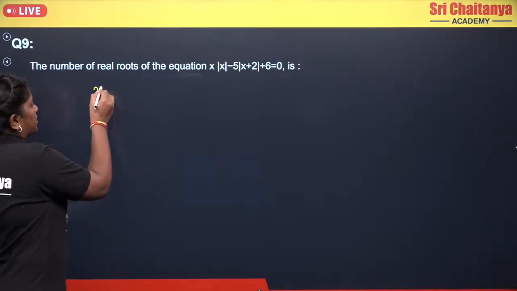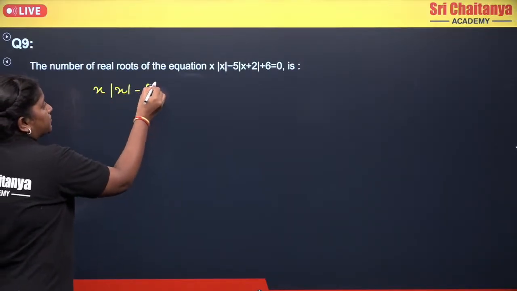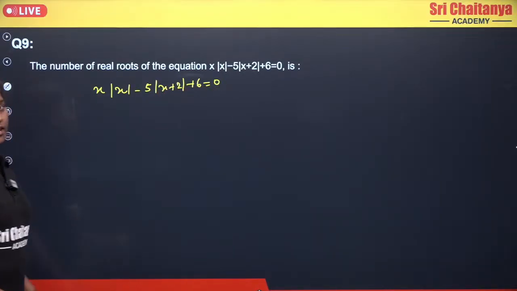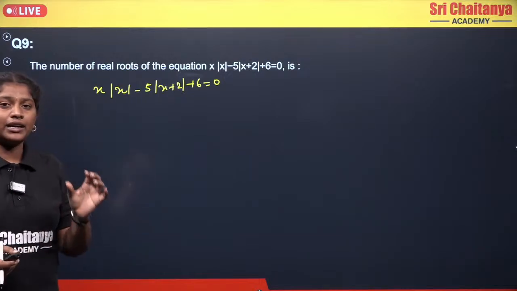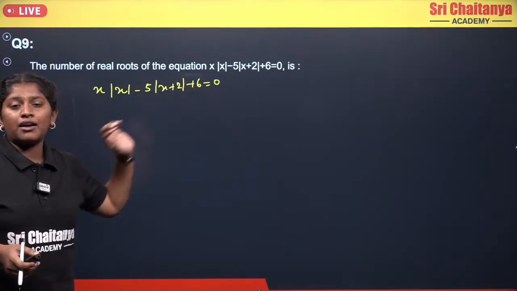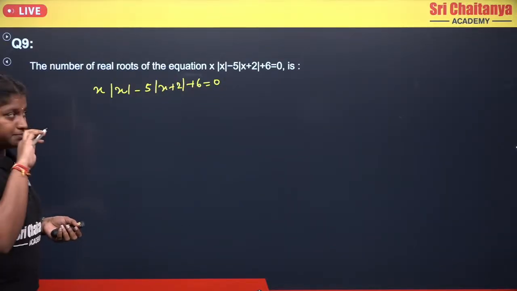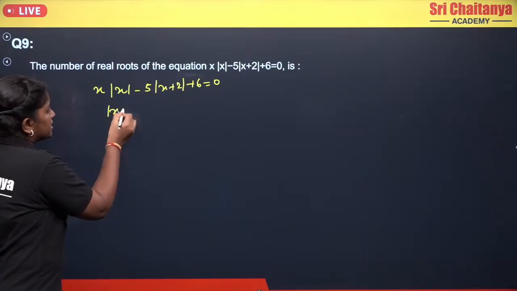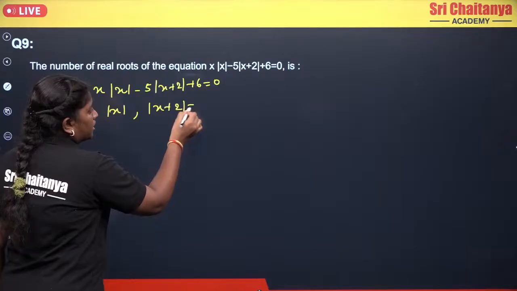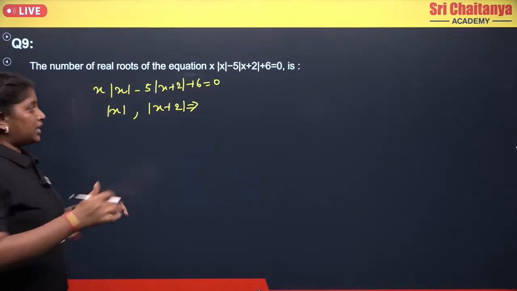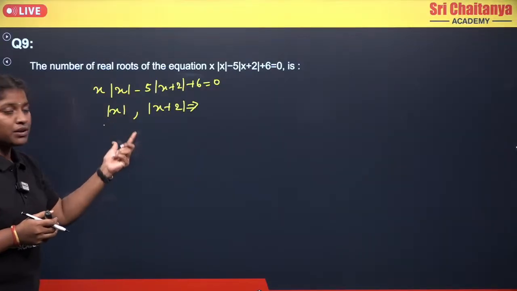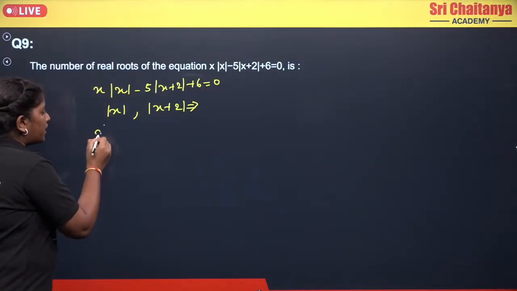So they gave such a big question, right? x modulus of x minus 5 into x plus 2 plus 6 equals to 0. Now if you observe clearly, how can we take the intervals for our x? Just consider whatever parts you are having your modulus. Here I am having my modulus for mod x, and another part I am having my modulus is x plus 2. Clear? Now if you observe clearly, on our right side we are having 0. So our modulus x will become 0 when x equals to 0.